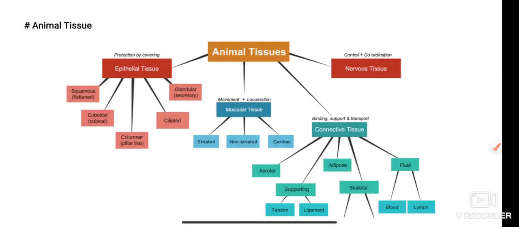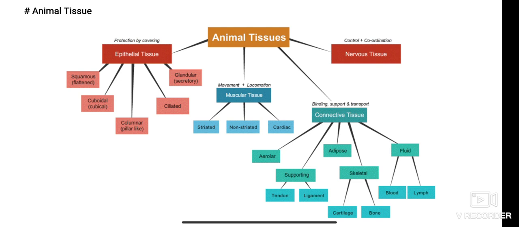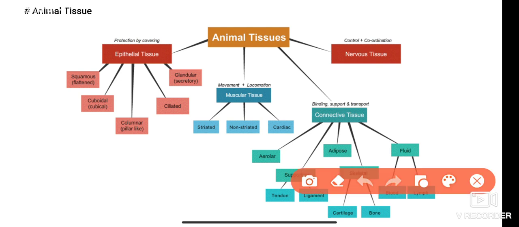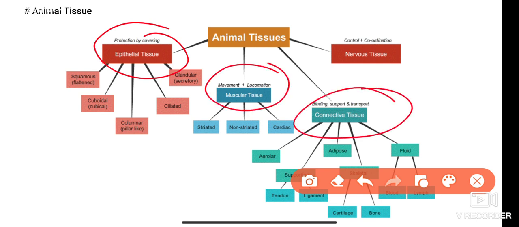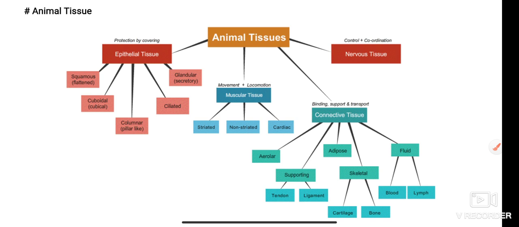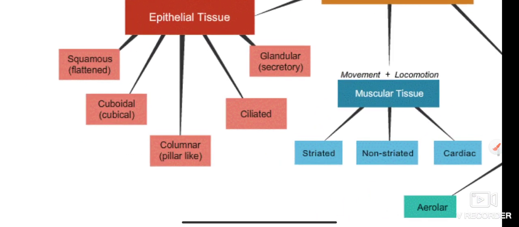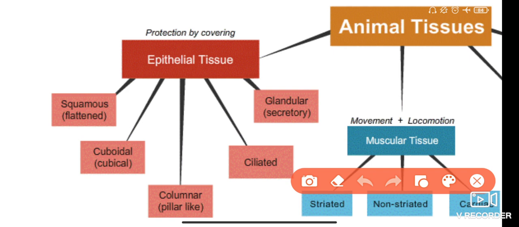Let us now discuss animal tissue. Animal tissue is basically of four types: epithelial tissue, muscular tissue, connective tissue, and nervous tissue. In this section we only discuss epithelial tissue. So let's go to the flow chart of epithelial tissue.